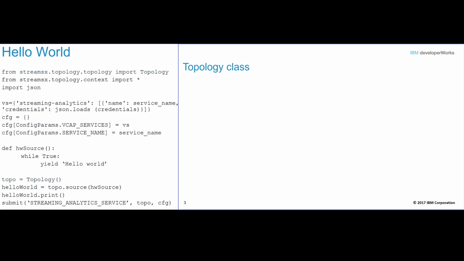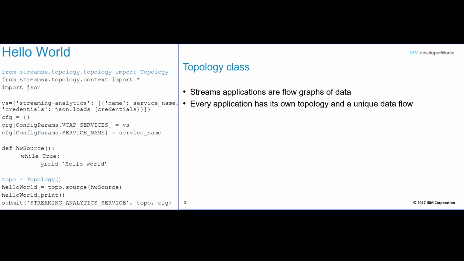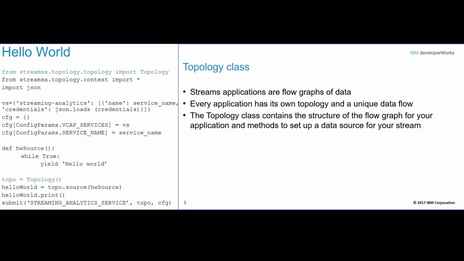We'll start with the Topology class. Essentially, all streams applications are flow graphs of data. Each application has its own topology and a unique data flow. The topology class contains the structure of the flow graph for your application. It also has methods to set up a data source for your stream.